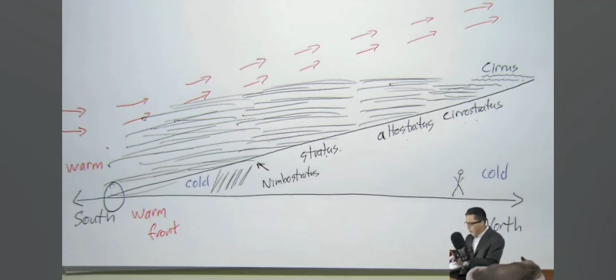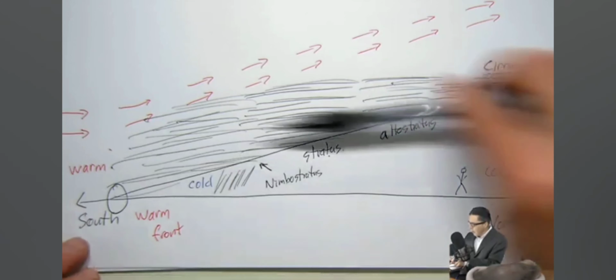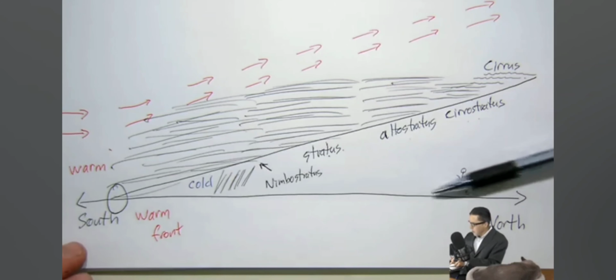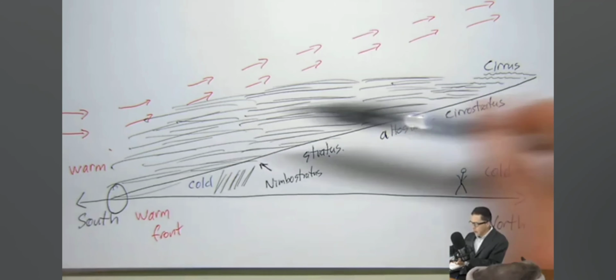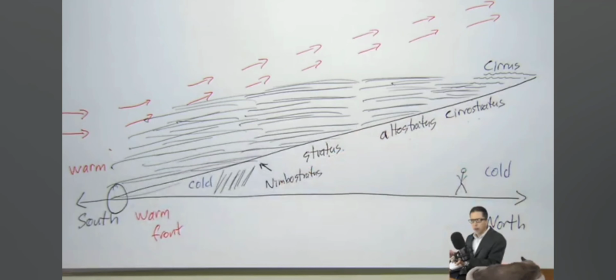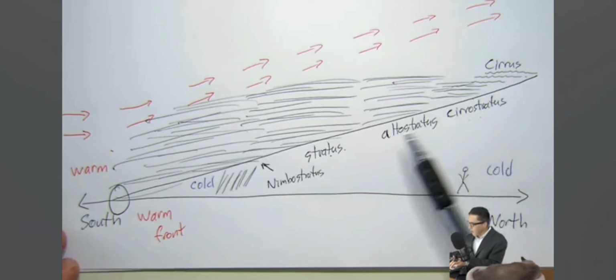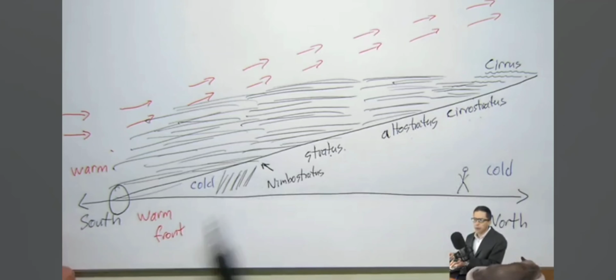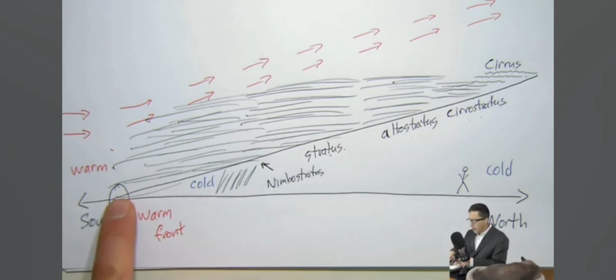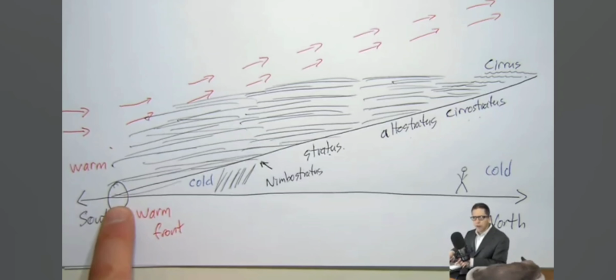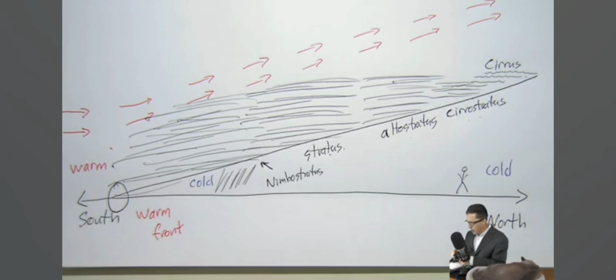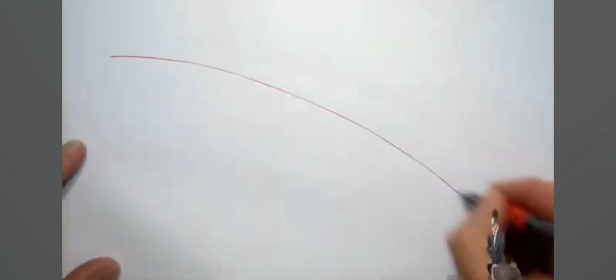Okay, so this whole thing, again, in this scenario, is moving past you. Maybe it takes a day and a half or so to get from this point to this point. So your experience would be cirrus, cirrostratus, altostratus, stratus, and then rain maybe as much as 24 hours. Okay? Now, that spot right there is the warm front. That spot. And we can put that spot on a map.